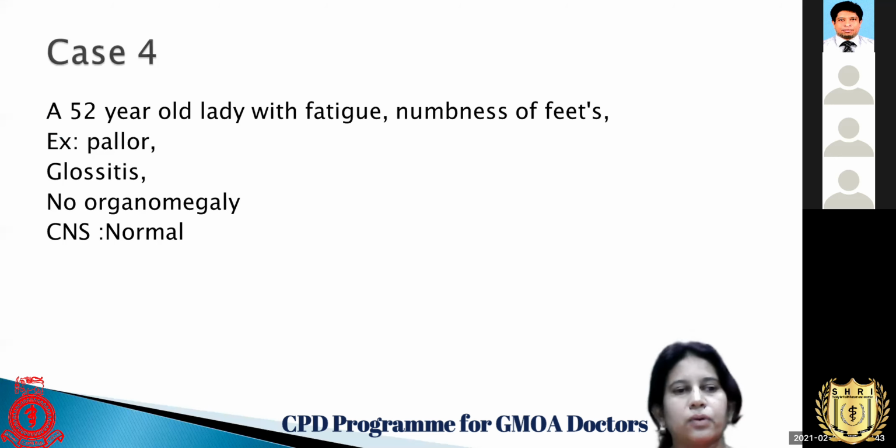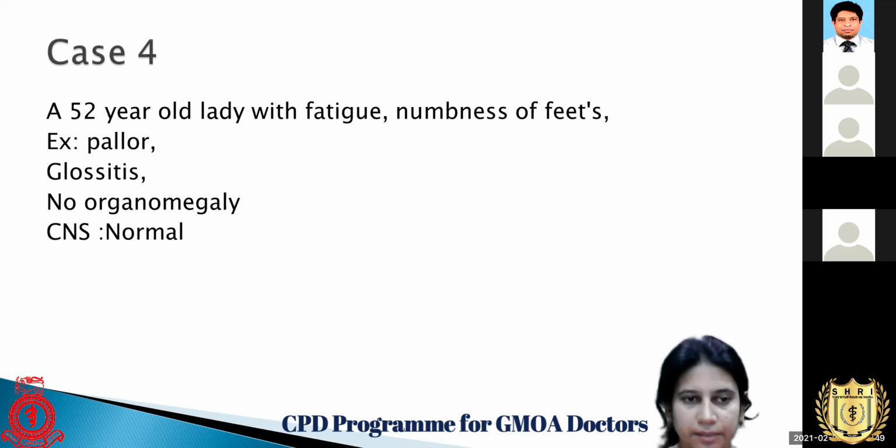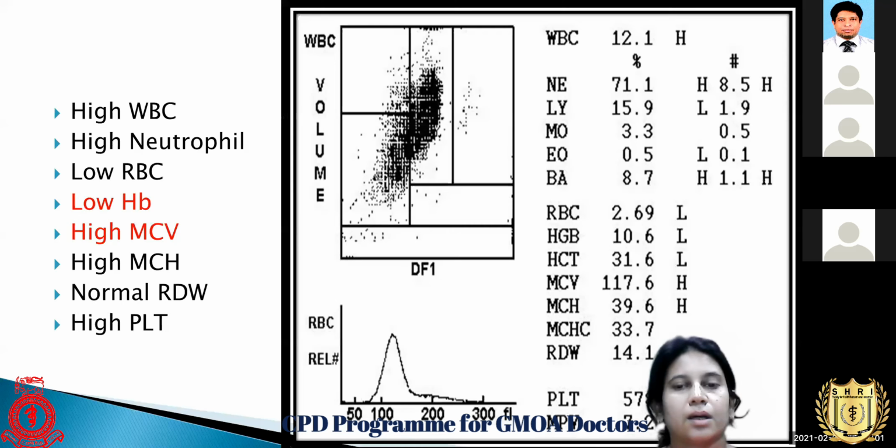Okay, case number 4, a 52-year-old lady with fatigue and numbness of feet. On examination, pallor, there's glossitis, no organomegaly, and CNS examination normal. Okay, this is the full blood count provided to you. You can see WBC 12,100, which is on the high side. Neutrophil predominance 8,500, lymphocyte 1,900.